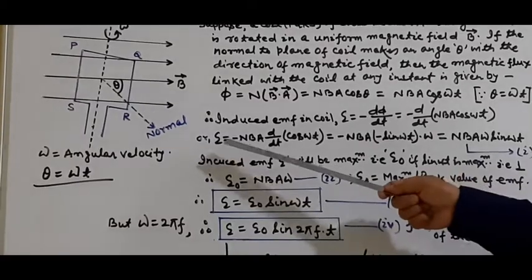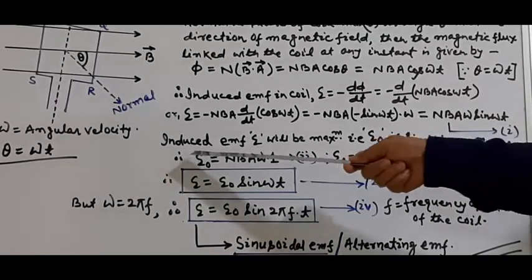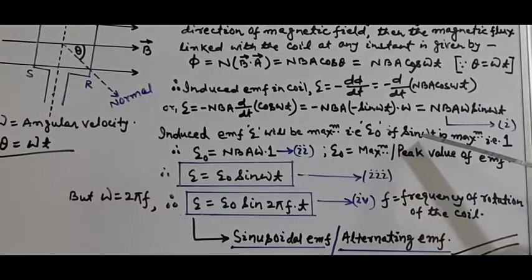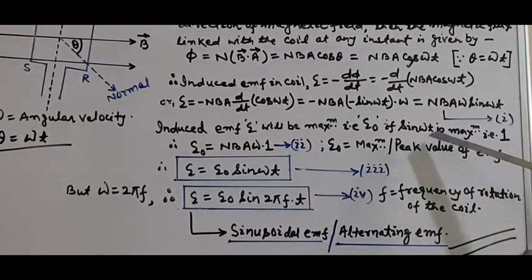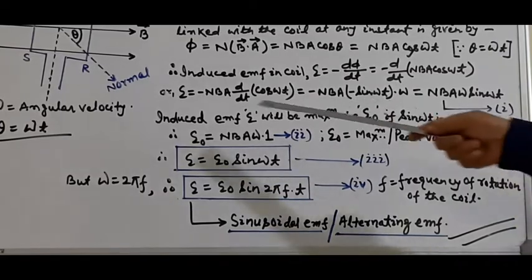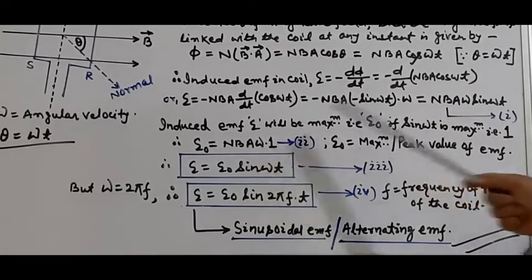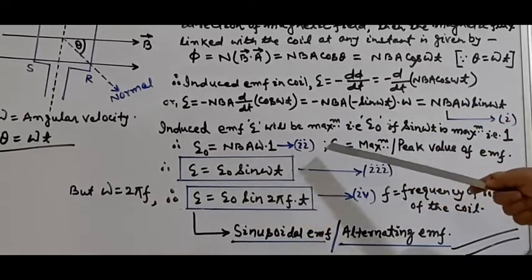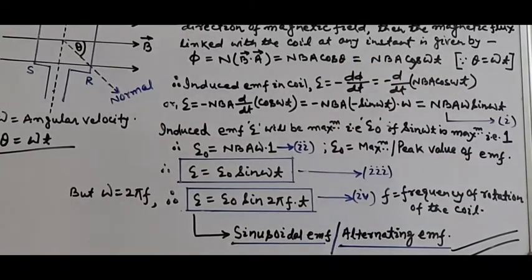The question is, when will the induced EMF be maximum? Here the induced EMF E will be maximum, that is E naught, if sine omega t is maximum, that is 1. So put this value, sine omega t equal to 1, in this relation. So E becomes the maximum value E naught, and this is NBA omega, in place of sine omega t equal to 1. So E naught equals NBA omega.